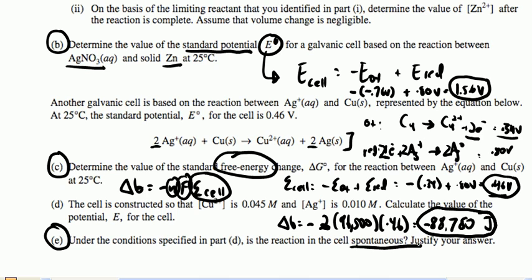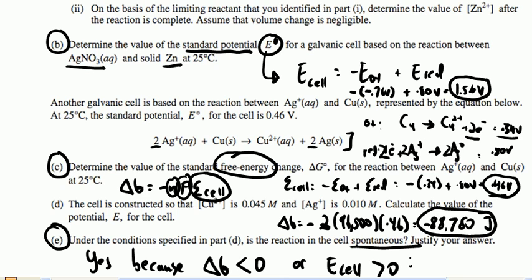They want to ask if it's spontaneous or not. So yes, because delta G is less than 0, or because E cell is greater than 0. Both are good examples. Remember, this is written on the board in the classroom.